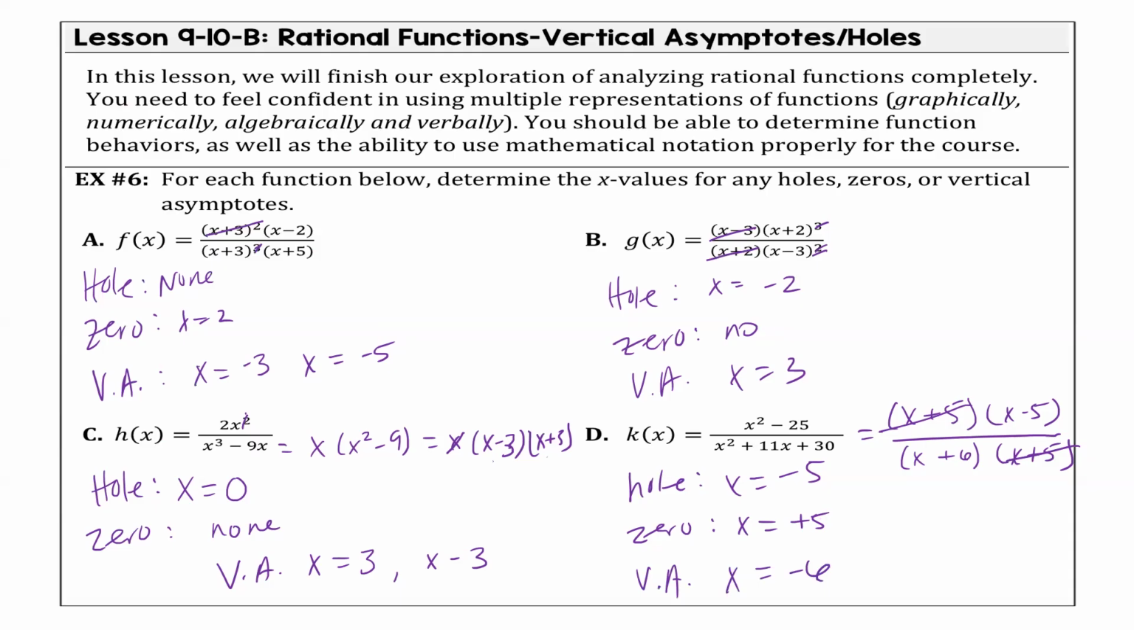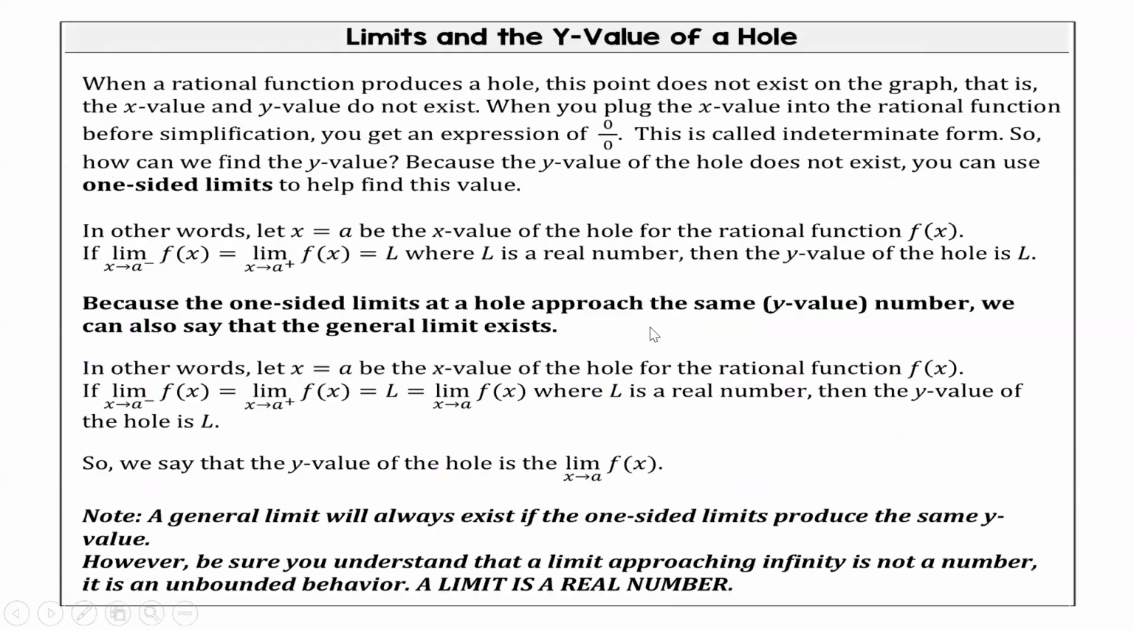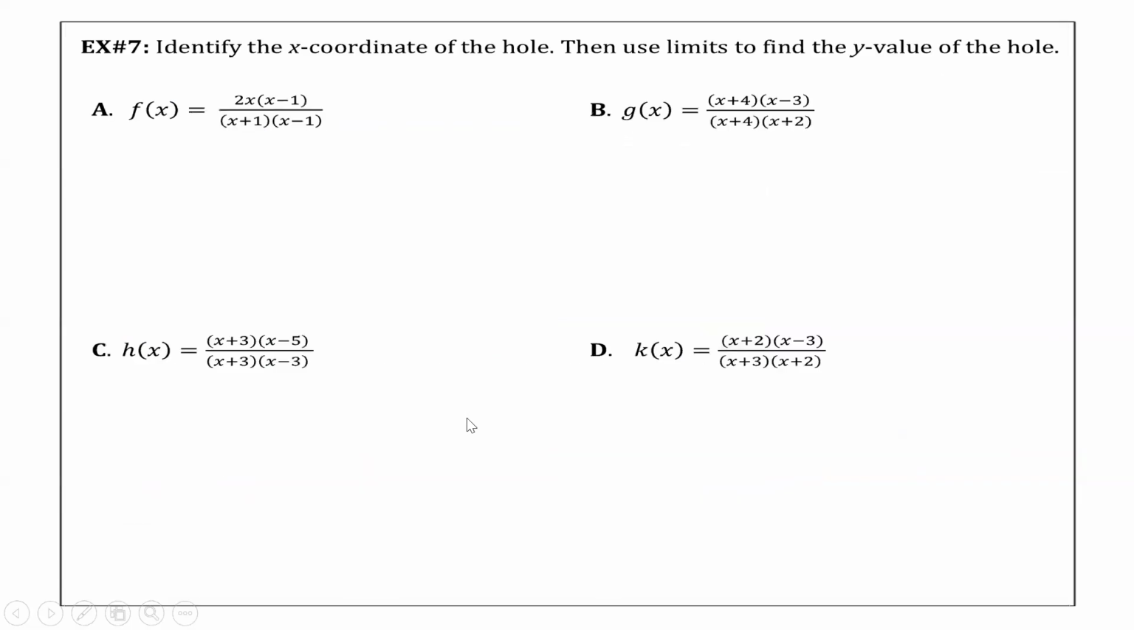Okay, for the ones who are actually in this class, how do we feel about holes, zeros, and vertical asymptotes? Better? Yes. All right. Okay, the other part now is just make sure we're comfortable with the limit. This is just reiterating to you how to find the y value of the hole. You can read it later. We don't need it right now.